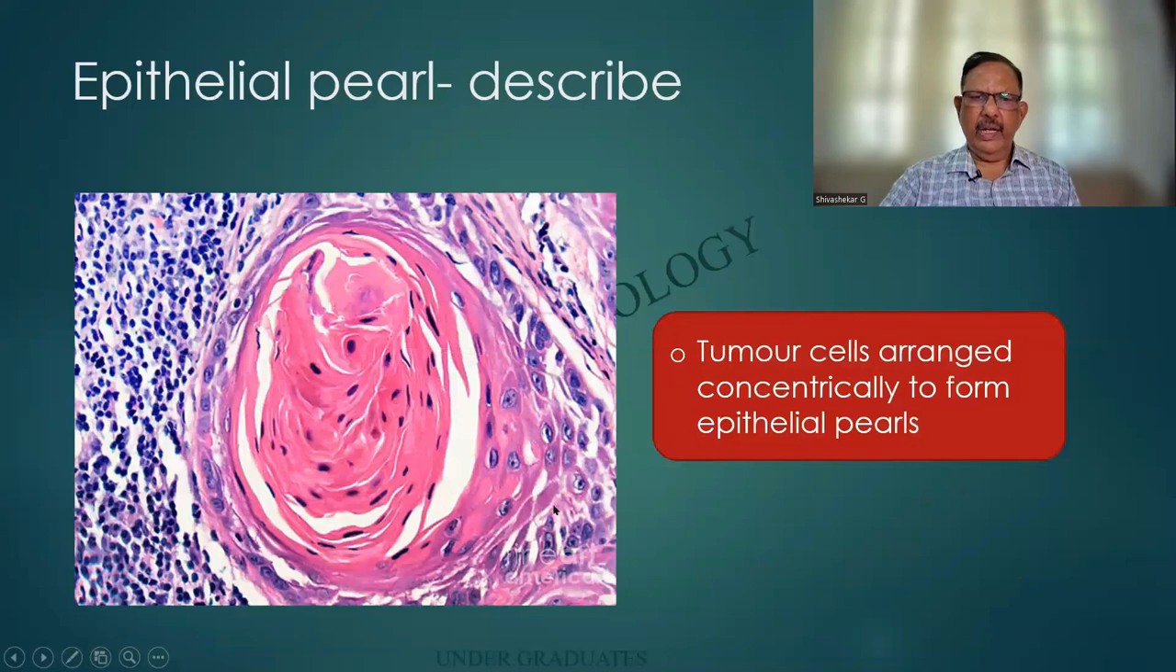And this is a large epithelial pearl. I would like you people to kindly describe. Please appreciate the concentric arrangement of the cells. And this is the nucleus, the pinkish one is the cytoplasm. Epithelial pearl, just like an oyster.